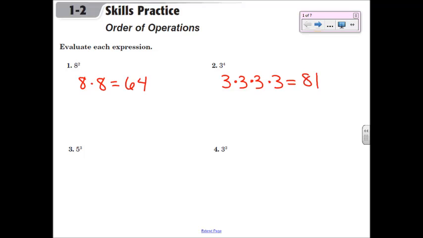The next one, 5 to the 3rd, means that the 5 gets multiplied by itself 3 times. So we have 5 times 5 times 5. 5 times 5 is 25, times 5 is 125. Then we have 3 to the 3rd. That means that 3 gets multiplied by itself 3 times. 3 times 3 times 3. 3 times 3 is 9, times 3 is 27.